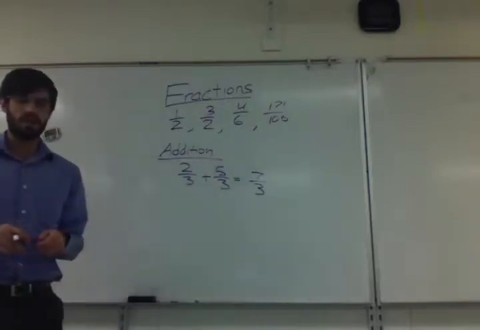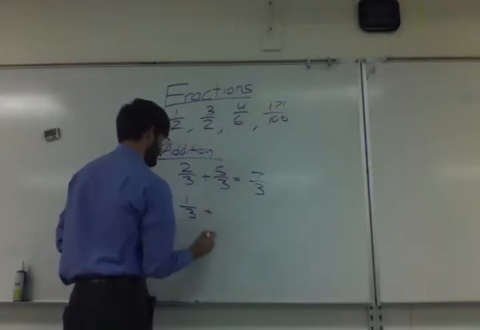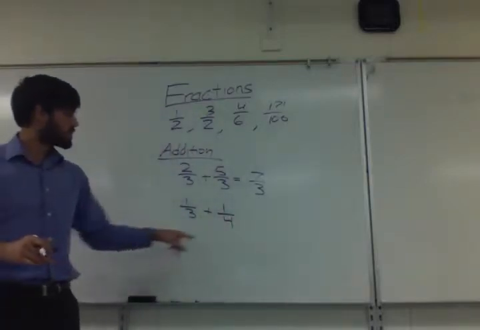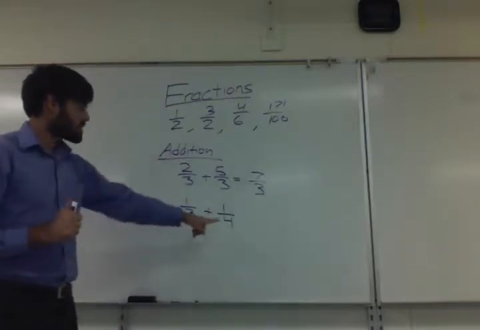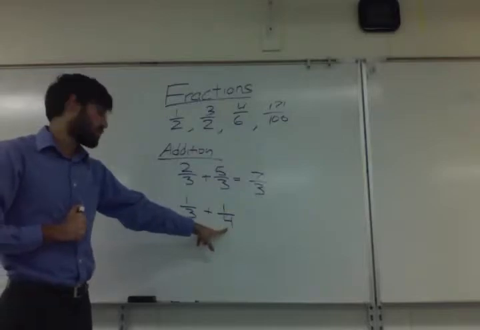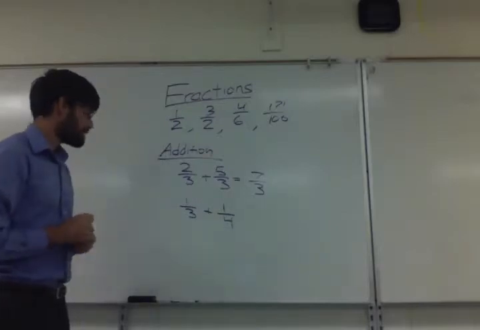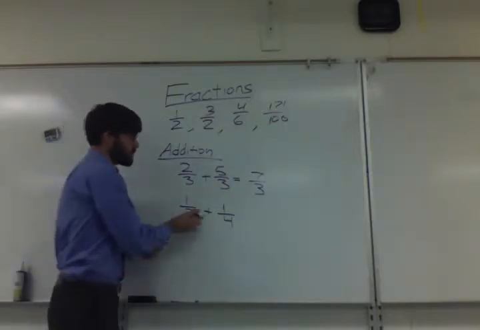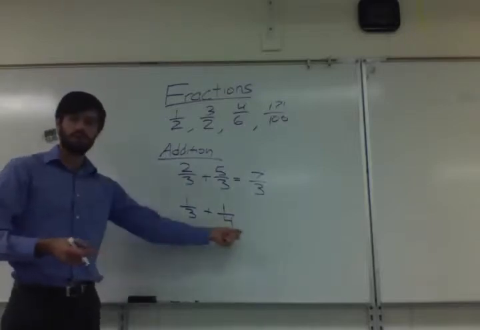Now it gets more complicated when we have different denominators. So let's try 1/3 plus 1/4. What we're looking for in this case is what's called the least common multiple. And that's the lowest number that both 3 and 4 can multiply to give us. And it turns out that often, to get the least common multiple, we'll just multiply the denominators together. So both 3 and 4 go into 12.